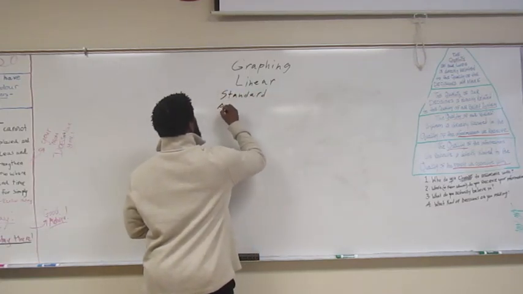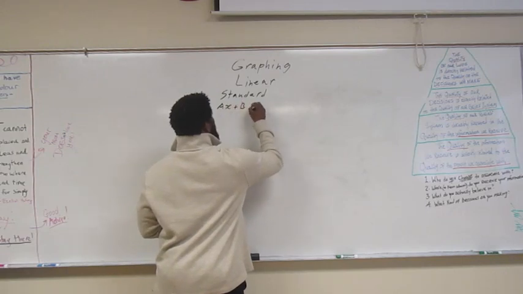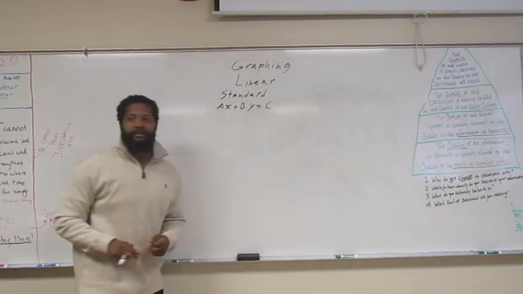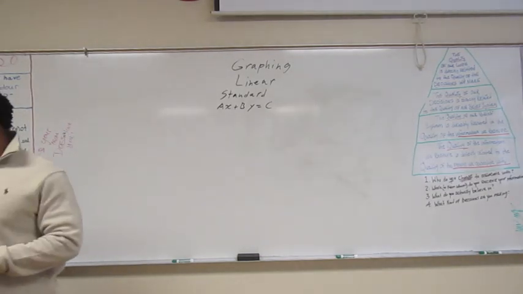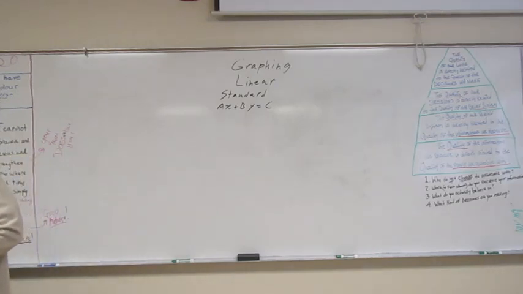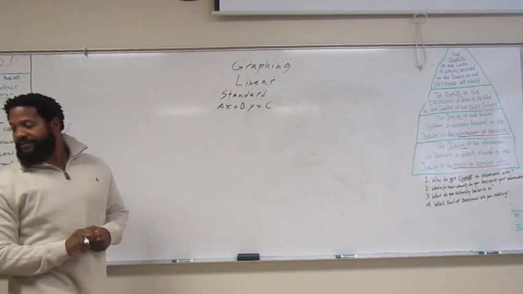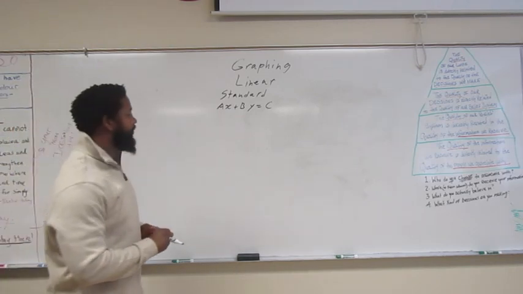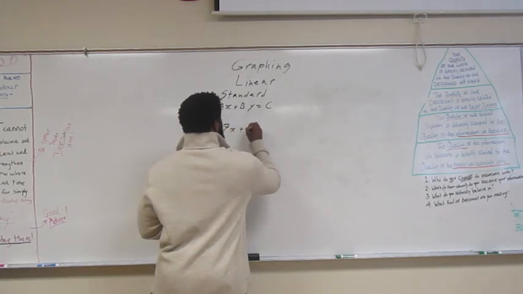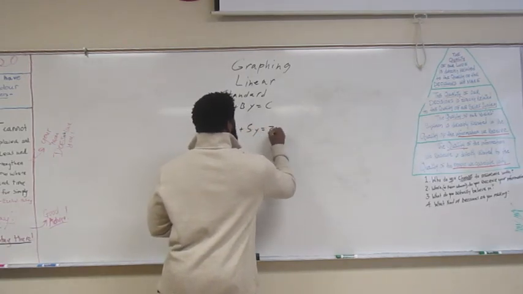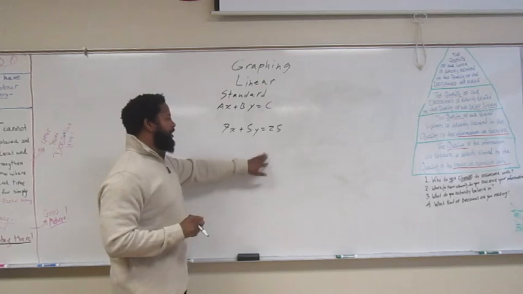Standard form, ax plus by is equal to c, okay? Second page, 5 through 8. Ax plus by is equal to c. Look at number 5. 7x plus 5y is equal to 25. You have 7x plus 5y is equal to 25, okay?